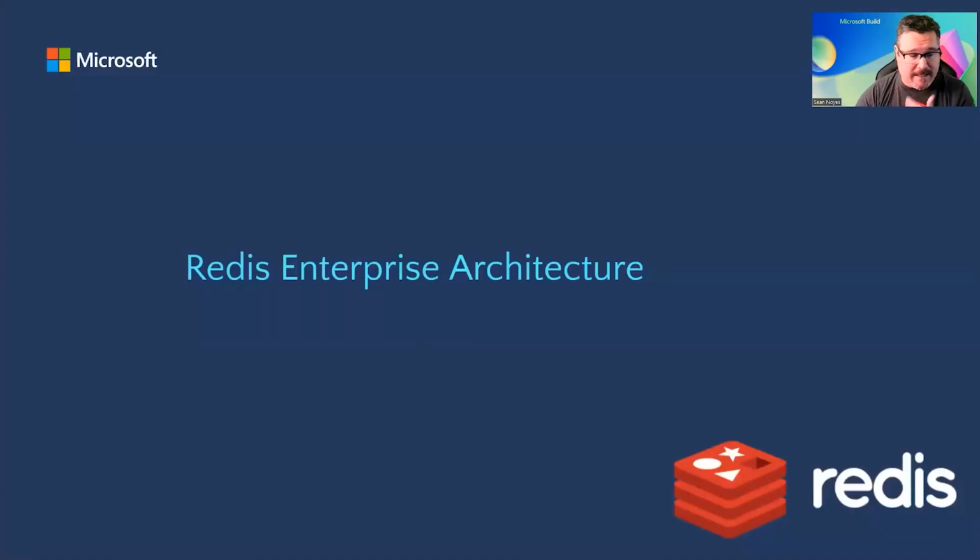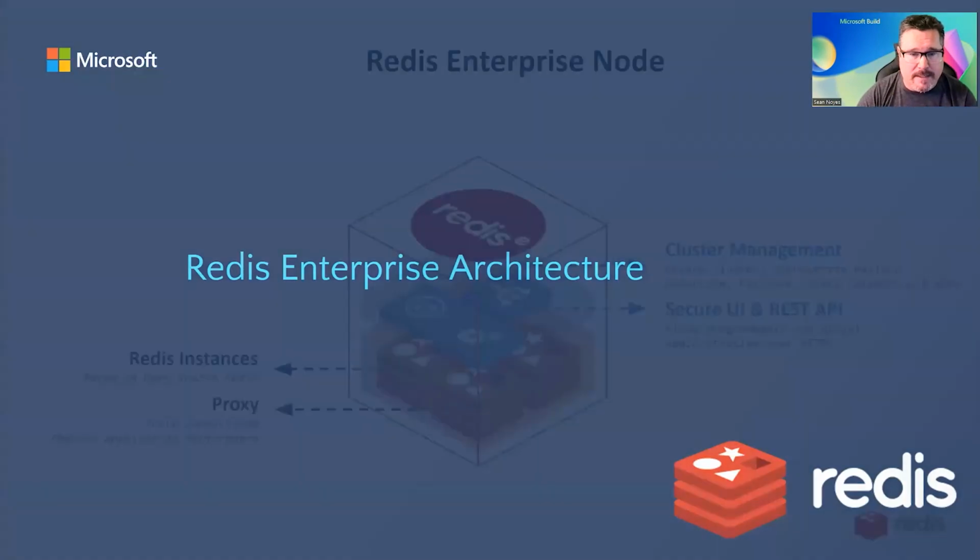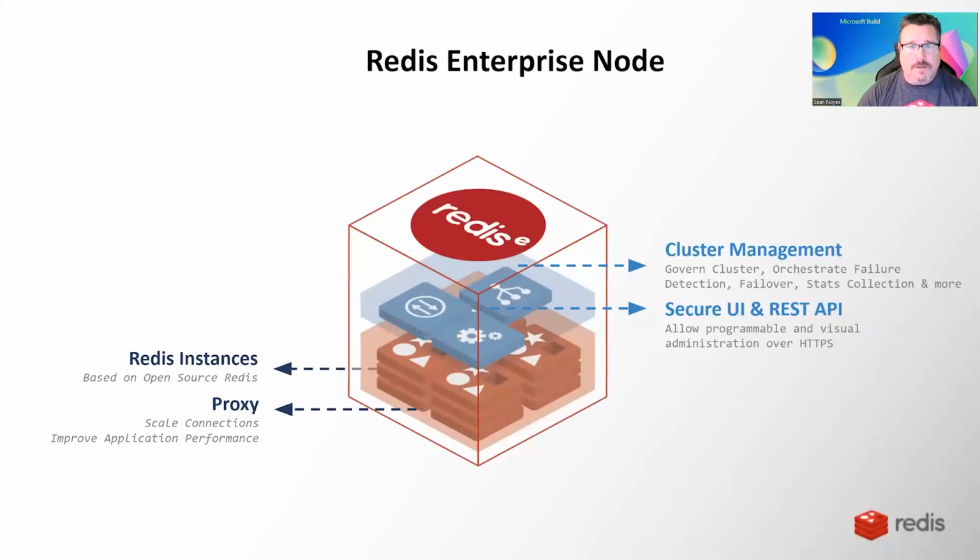Before we talk about the Azure extended data types, I'd like to point out some things about the Redis Enterprise architecture. Every Redis cluster is comprised of several different Redis Enterprise nodes. At the core of these are Redis open source shards that you may be familiar with. These are single threaded processes which run within the enterprise node. And on top of that is a set of management software which helps to govern the cluster and orchestrate failure detection and failover, as well as stats collection.